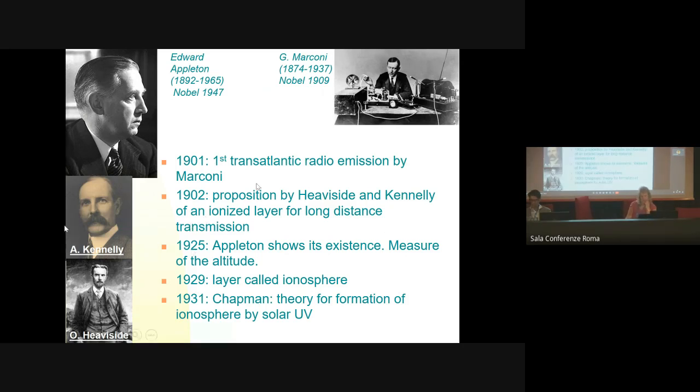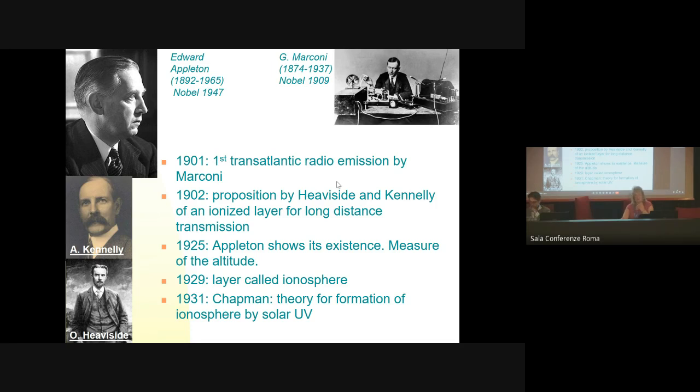This layer was in fact discovered after the first transatlantic radio emission made by Marconi in 1901. It was not understood at that time how it was possible that transmission could be made at such a long distance between America and England because of the sphericity of the Earth. Then one year later, Heaviside and Kennelly separately proposed that it can be due to an ionized layer that can explain this long distance transmission.